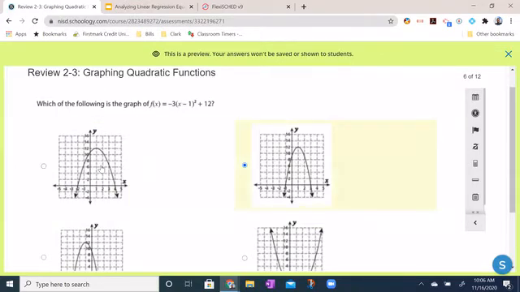So how do we figure out which one it is? Well, that's a 3. Is a 3 a stretch or compression? If it's a stretch, which it is, then it should be pulled vertically, which means it has a narrower opening. So it's going to be this one here. Okay, questions on that one? That one's a little tough.